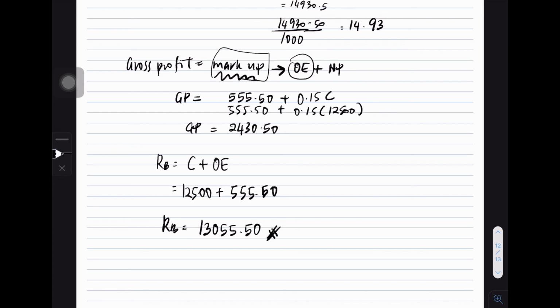Okay, dan awak kena ingat yang break-even price hanyalah cost dan juga operating expense, kerana break-even price ini adalah maksimum harga markdown yang awak boleh buat. Okay, maksimum harga markdown akan berlaku bila net profit sama kosong. Maksudnya kita tak dapat apa-apa keuntungan. Harga yang kita jual hanyalah cover cost dan operating expenses sahaja. Alright, so itu adalah break-even price.